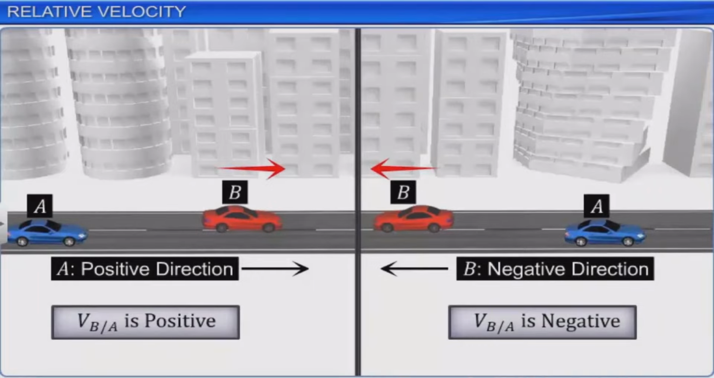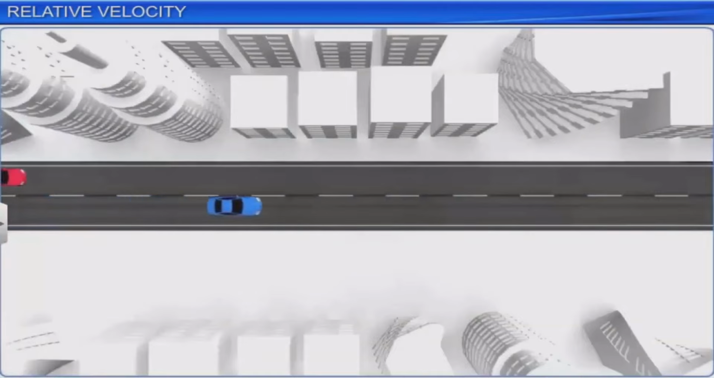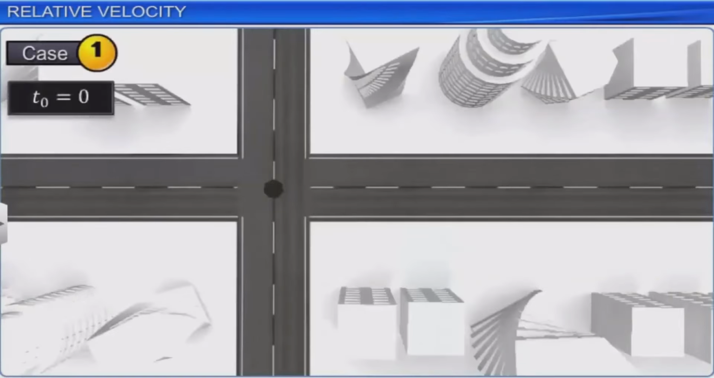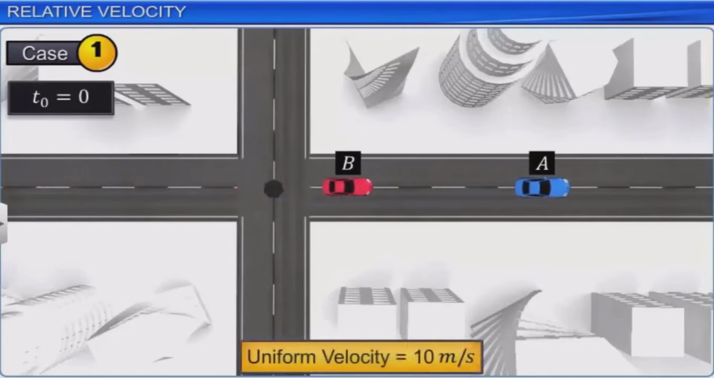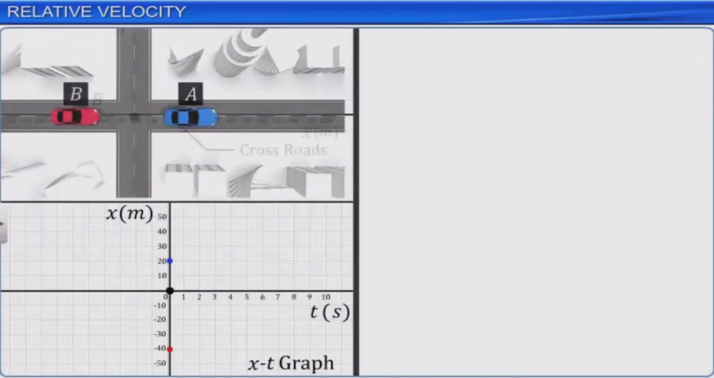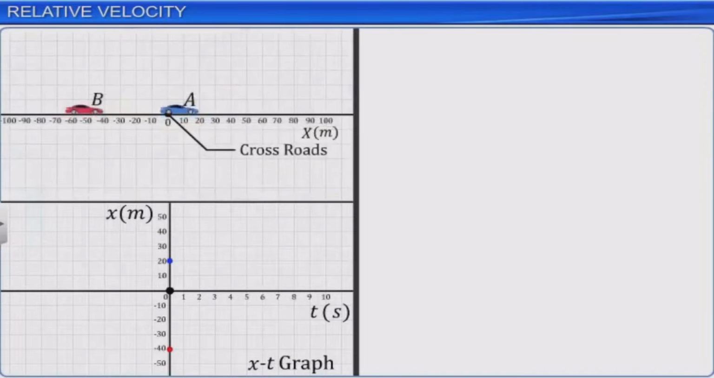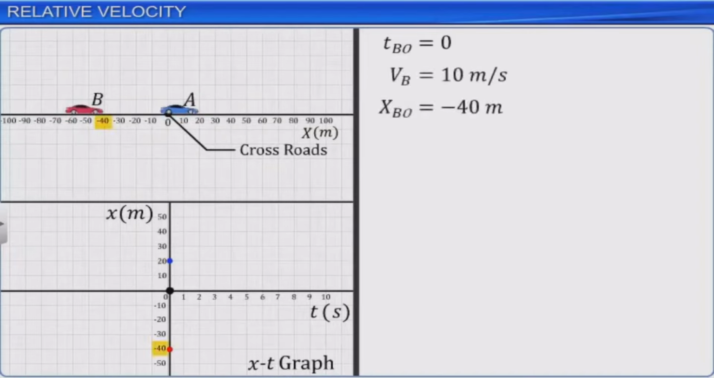Let us consider a few cases where two cars are traveling on a straight road with varying velocities. Case 1. Cars A and B are moving on a straight road with equal uniform velocity of 10 meters per second. At the time of initial observation, that is, when t_0 is equal to 0, B is 40 meters behind the crossroads, and A is 20 meters in front of the crossroads.